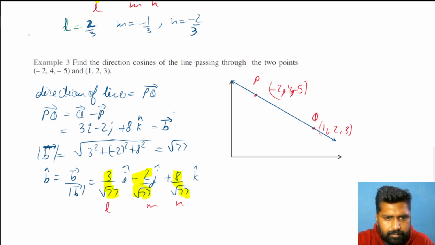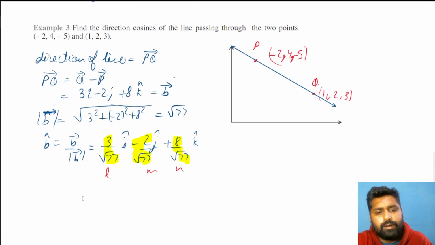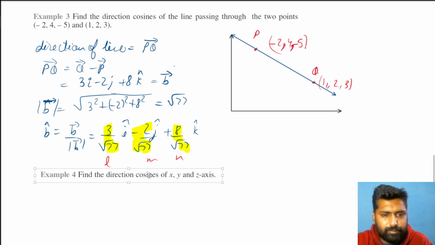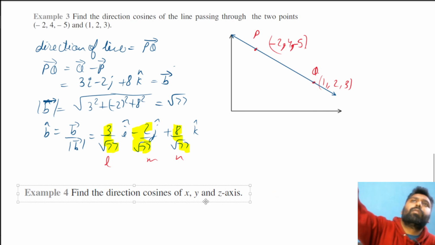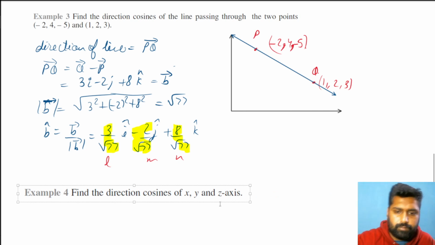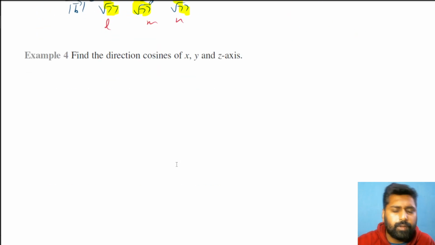These are direction cosines. That's it. Okay, fine. All right, let's look at a slightly conceptual question. Very good as such for MCQ. All right. He's saying find direction cosines of x-axis, y-axis and z-axis. So what's x-axis? Okay, let's roughly draw this.